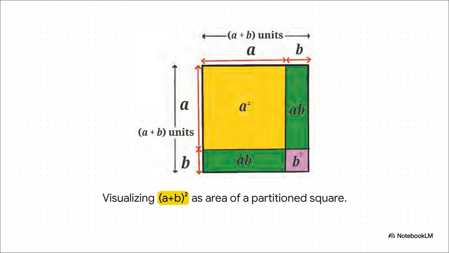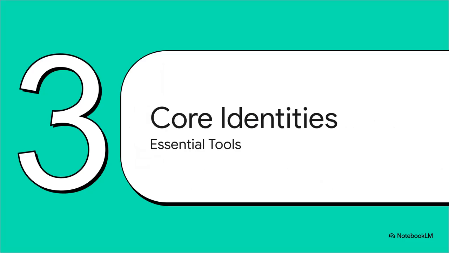But look at how that area is constructed on the inside. The total space is made by adding together a large yellow square, which is A squared, a small pink square, which is B squared, and two green rectangles, which each have an area of A times B. Put all of that together visually, and you get the famous identity. A plus B squared equals A squared plus 2AB plus B squared. It's literally just geometry in action. All right, Part 3, the essential core identities.